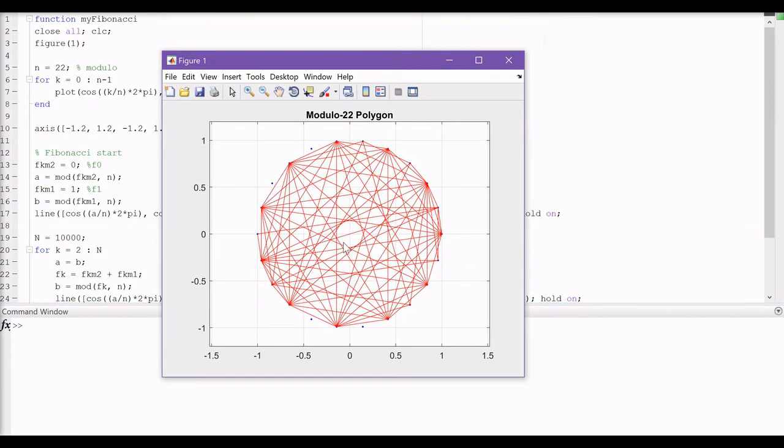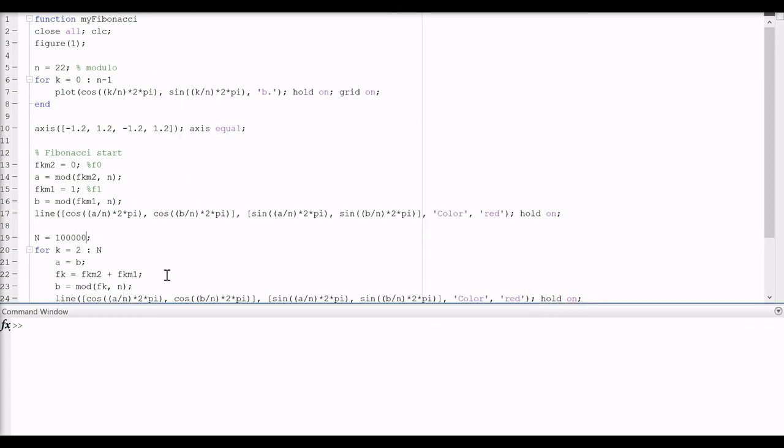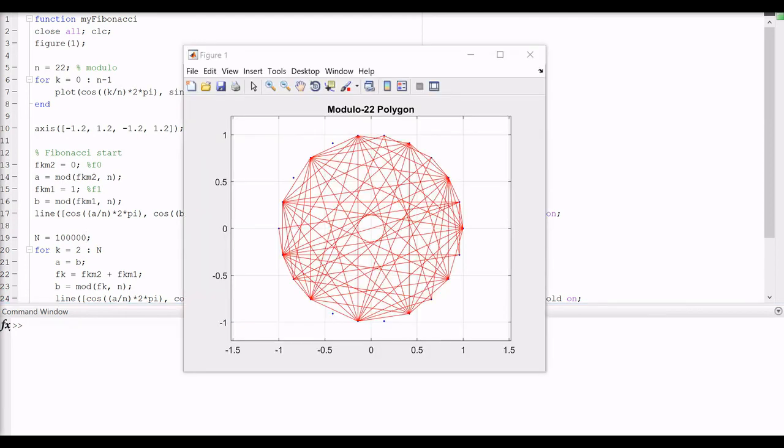So here we have a modulo 22 polygon. Of course, notice we have a couple of blue dots that don't even have edges connected to them, right? Okay, well, what does that mean? Well, it's possible that the Pisano period is larger than 10,000. So let's increase this by another magnitude of 10 and see what happens.